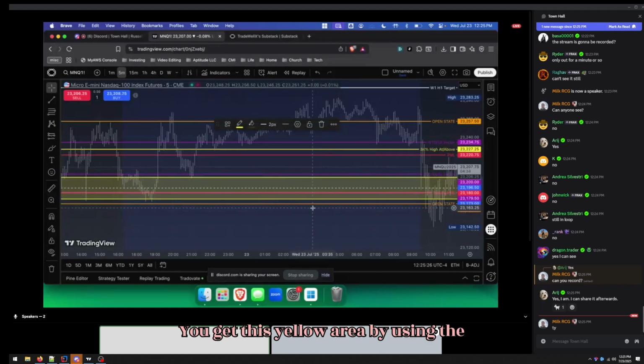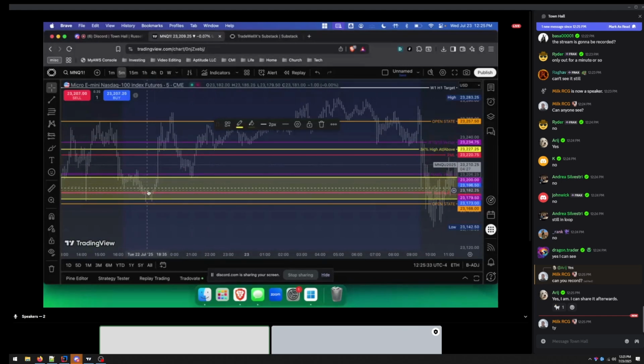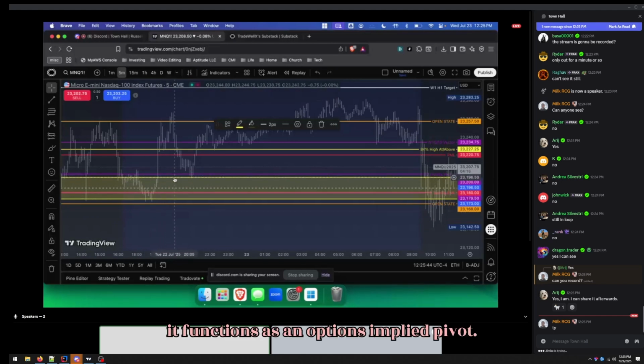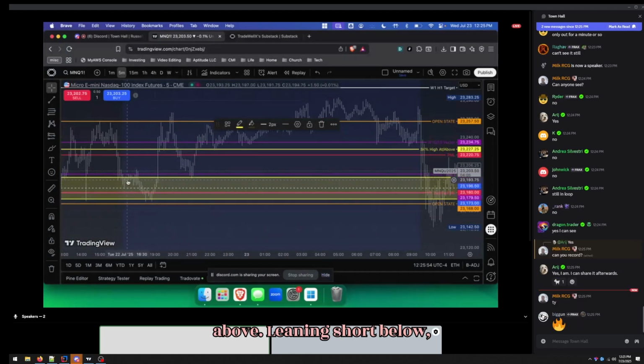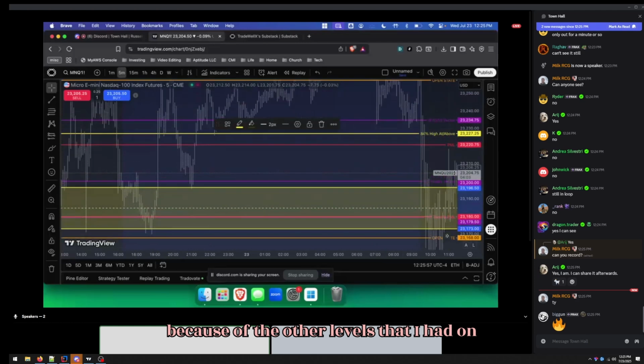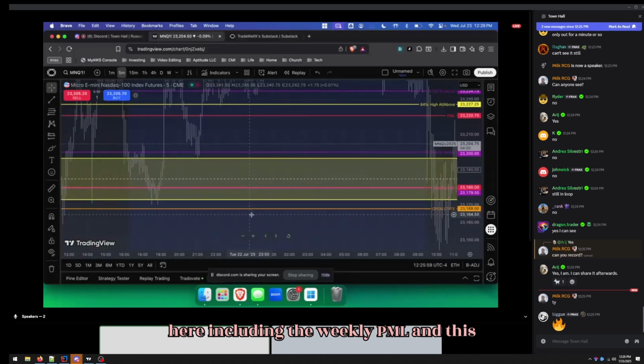You get this yellow area by using the market maker tool, by the way, on QQQ and converting it to NQ. And I literally longed at the bottom of this. It's called a dead zone, but it functions as an options implied pivot. You hear Big talking about it quite a bit here in RCG, but it's a pivot, essentially leaning long above, leaning short below.